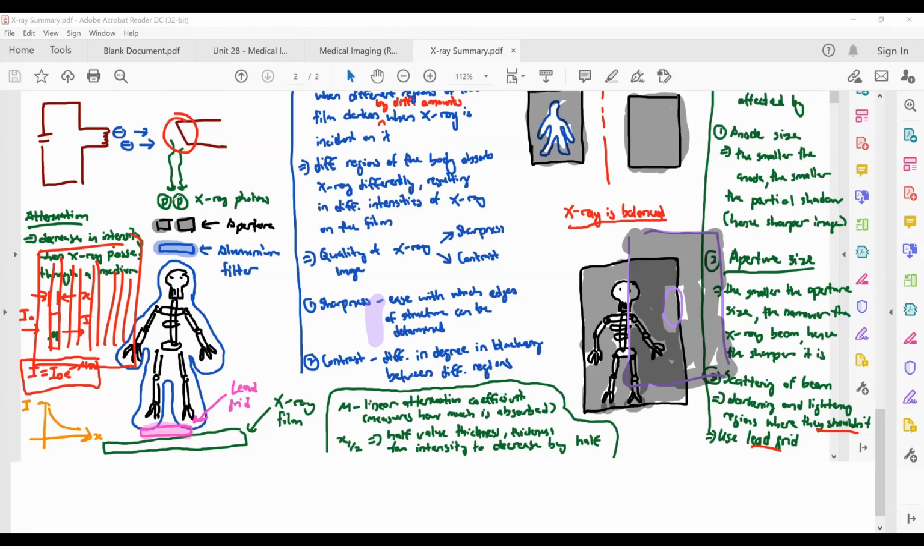Changing the anode size will be done here at the aperture, changing the width of the X-ray beam, and then the last one will be done here at the lead grid to prevent or block off all the scattered X-ray beams, allowing only the ones that are straight to pass through. Okay, so that much is clear.